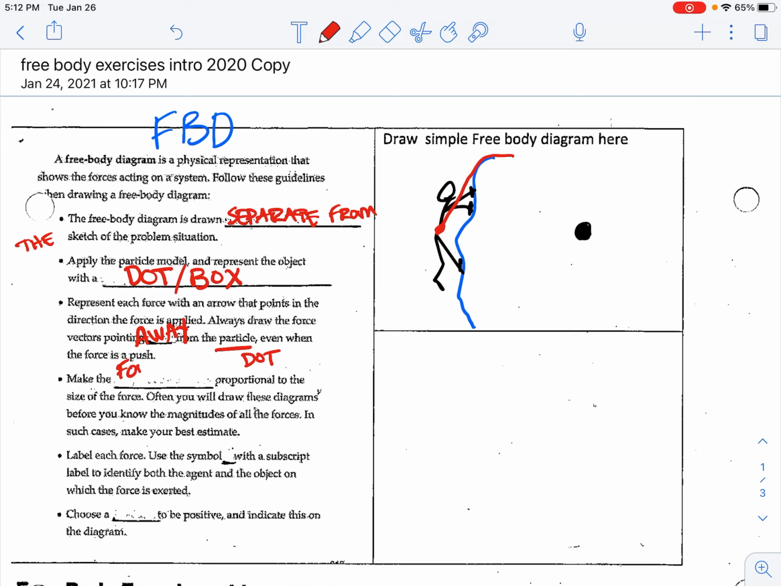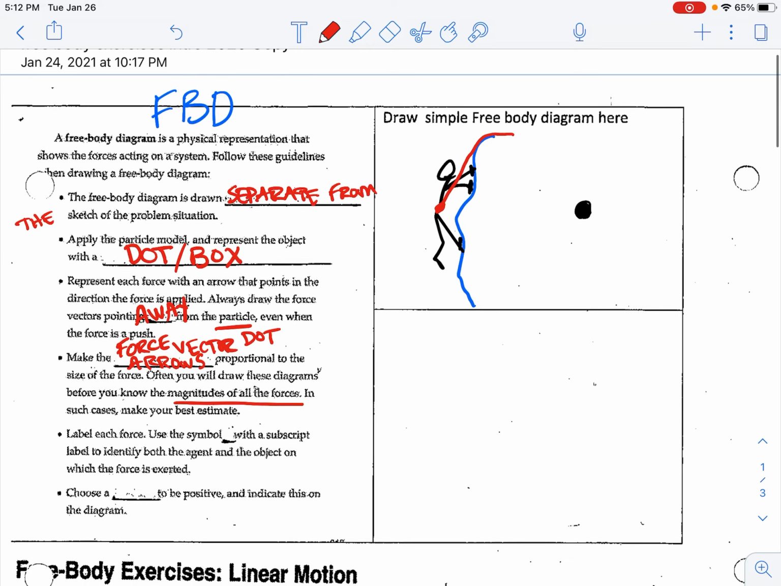We're always going to use force vector arrows. Force vector arrows are going to represent that. And the magnitude of those forces is going to be shown here. And that gets tricky, but there's a workaround for that.